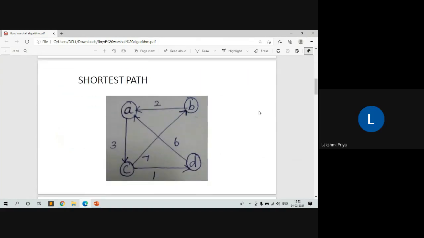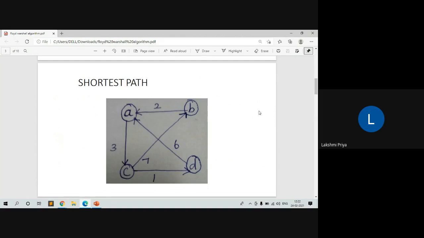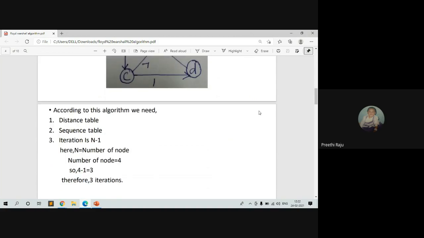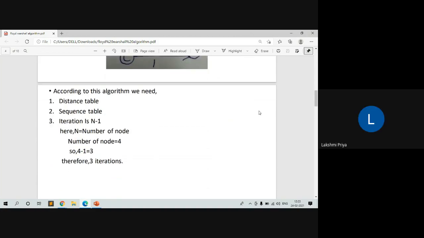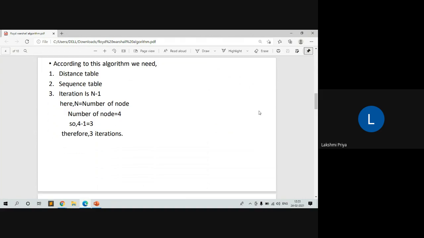In this graph, there is no loophole, so we put all diagonals equal to 0. According to this algorithm, we need a distance table and a sequence table. The number of iterations is n minus 1, where n is the number of nodes. Here the number of nodes is 4, so 4 minus 1 equals 3, so there are 3 iterations.